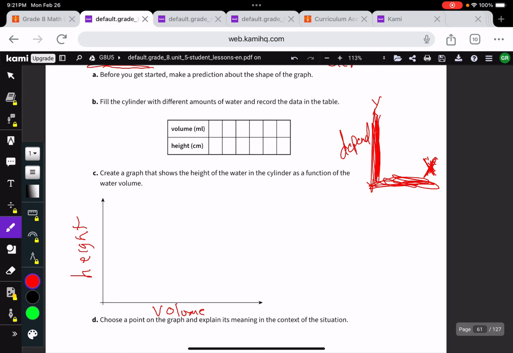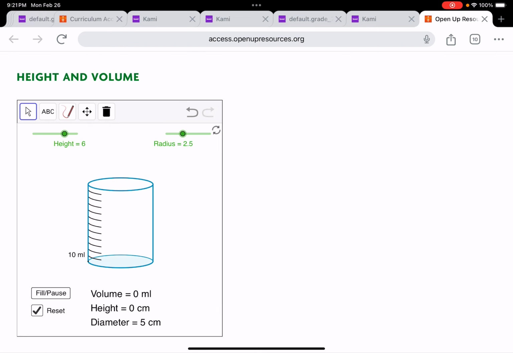So again, you could do this on your own, but I'll go ahead and give us some data that we can put down. So here we go. Here is a cylinder. It says it is 2.5 diameter, 5 centimeters. There it is. It's 2.5 centimeters for the radius, which means it's 5 centimeters altogether. A radius is half of a diameter. So it's 5 centimeters all the way across.